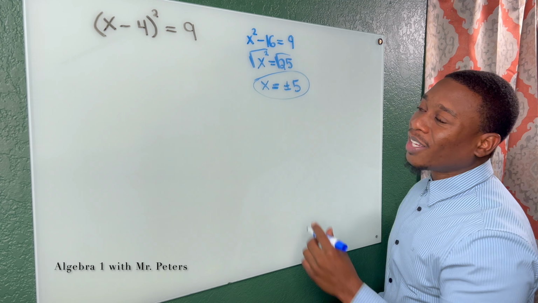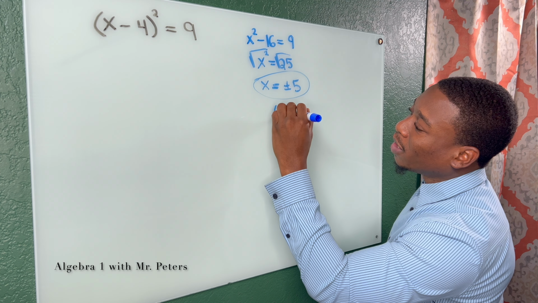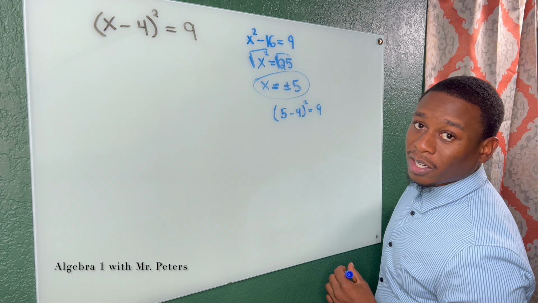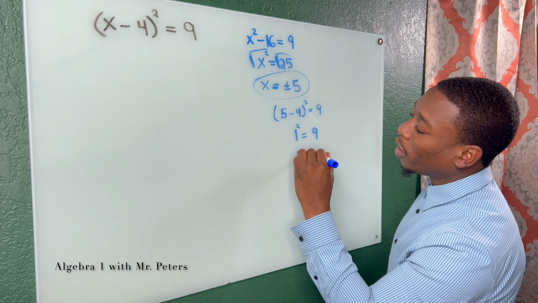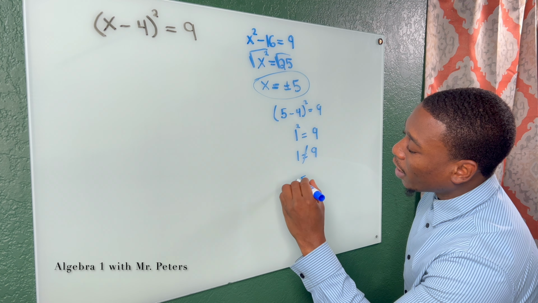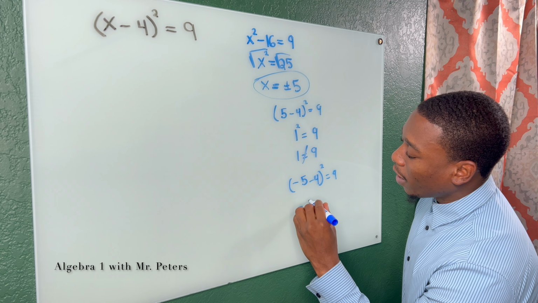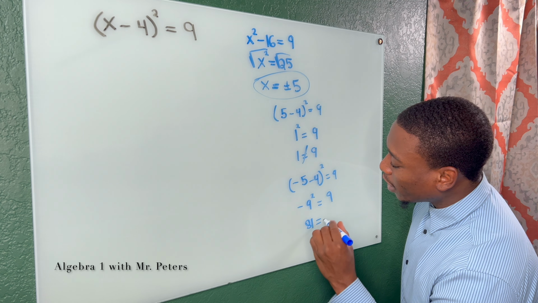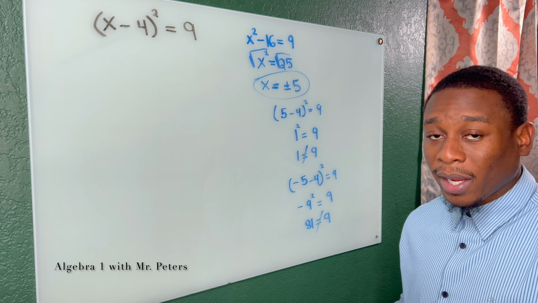But the issue with this answer is that when we plug it back in, it's not going to give us the right answer. So 5 minus 4 squared is not going to give us 9. It's just going to be 1 squared is equal to 9. We know 1 is not equal to 9. That is wrong. Now, if we did the opposite, negative 5 minus 4, and we squared that answer, we would have negative 9 squared is equal to 9. And we know 81 is not equal to 9. So this is the incorrect way to solve.